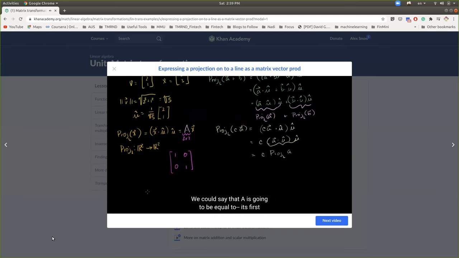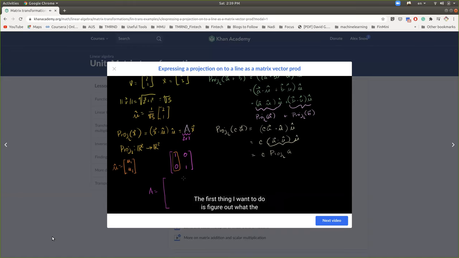So we could say that A is going to be equal to, its first column is going to be equal to the projection onto L of this thing right here. We do it in this orange color right here. So what is that going to be? That is going to be this dot U. So let me write my U. So my unit vector, let's just assume that U can be rewritten as my unit vector is equal to some u1 and u2, just like that. And so what I need to do is I need to take this dot my unit vector. Let me write this down on the side.